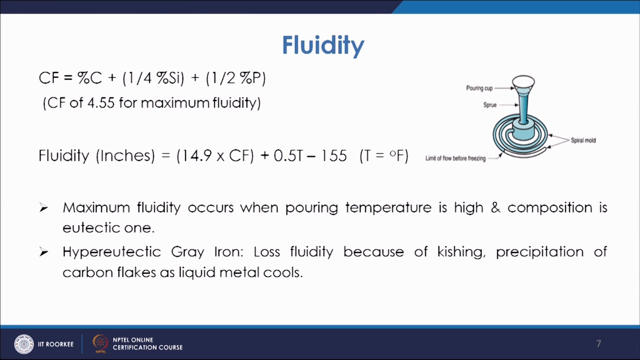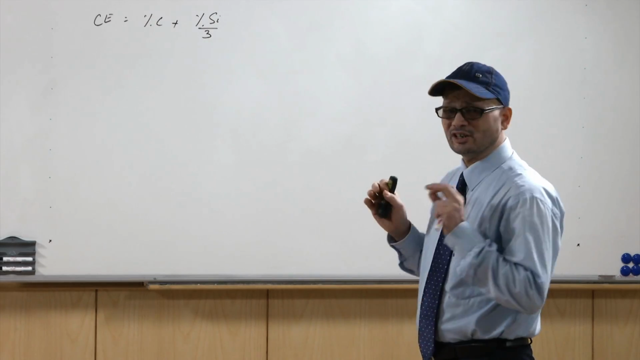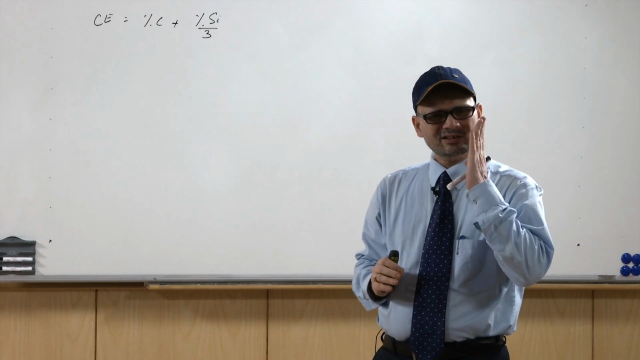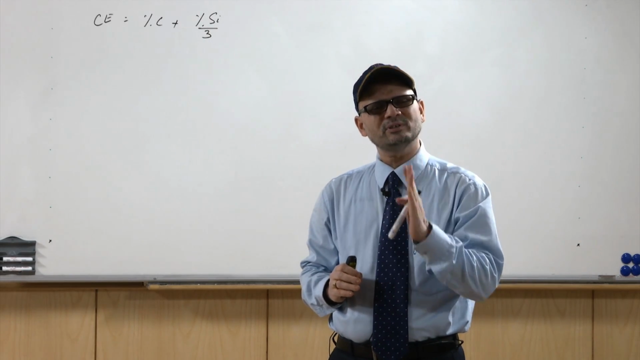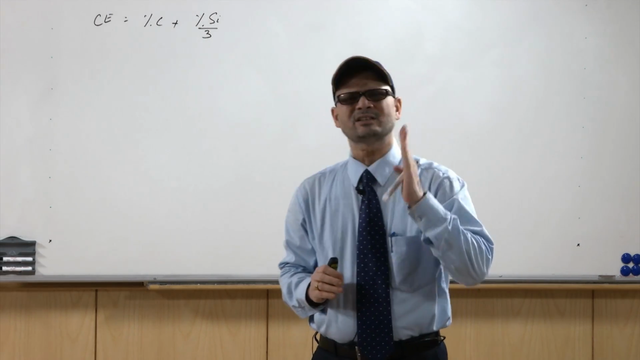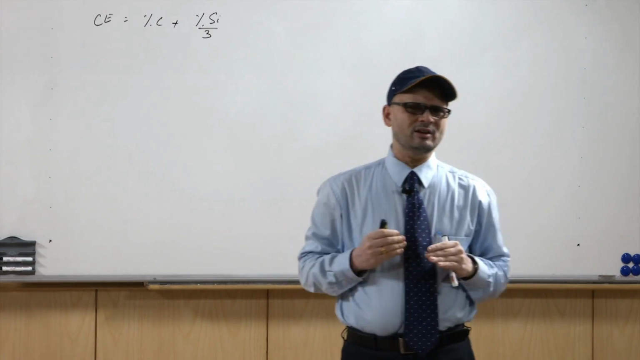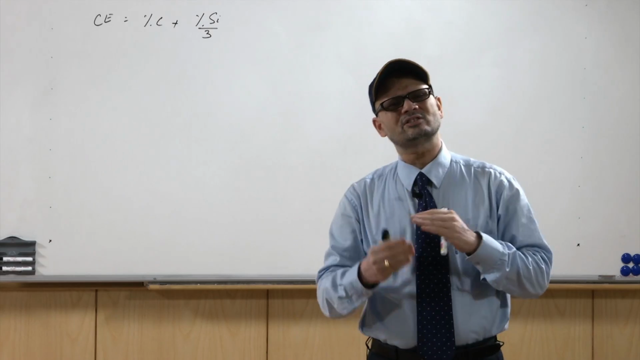So, if the fluidity is more, the metal will travel to larger distances. That is known as the spiral fluidity test. Fluidity has to be good, and as we know, most metals have good fluidity because solidification is at a constant temperature. When there is a temperature range of solidification, it also affects the fluidity.